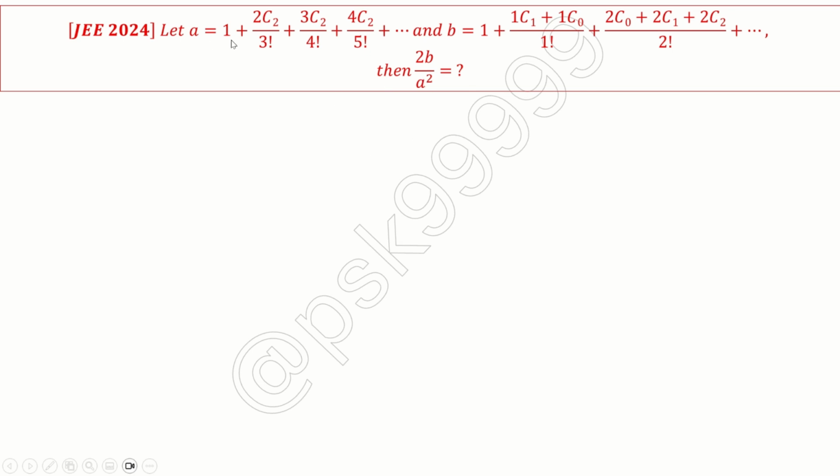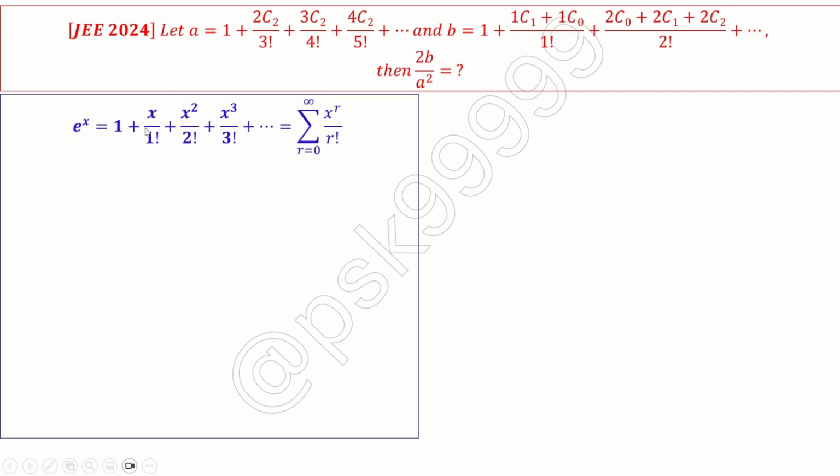Now look at this, it is an infinite series. So mostly you have to check whichever is the closest infinite series expansion which you have. This is very close to e to the power of x basically. So let's check. This is my e to the power of x, correct? If I substitute x equal to 1, I get something very close to this. Not exactly the same, very close. Let us find out how to get these 2c2, 3c2 and 4c2 terms on the top.